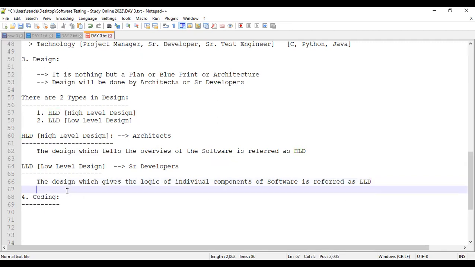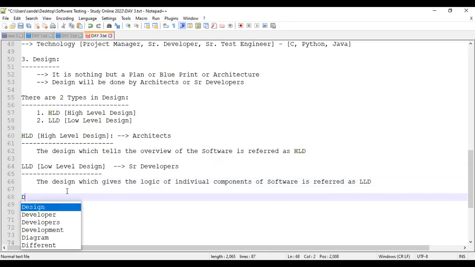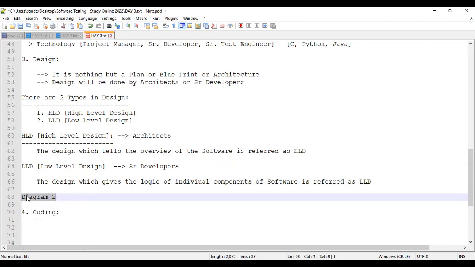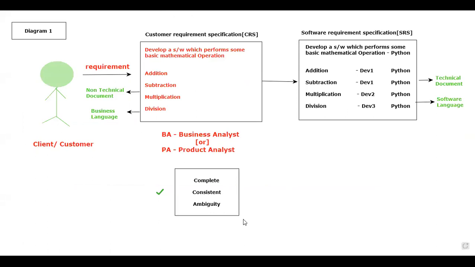Sir, please give me some small diagram or examples for low level design as well as high level design. 100%, I'll write diagram number 2. It's a pretty simple diagram. Let me copy this and go back to the whiteboard. In this whiteboard, this is diagram number 2. I'll paste it.